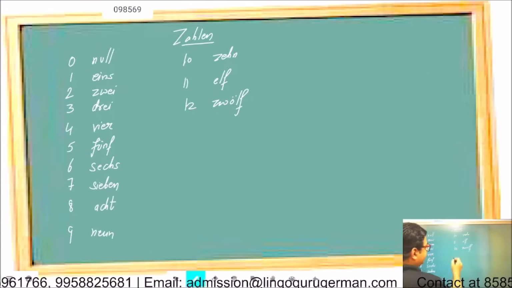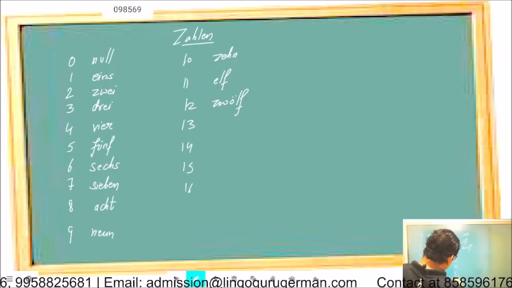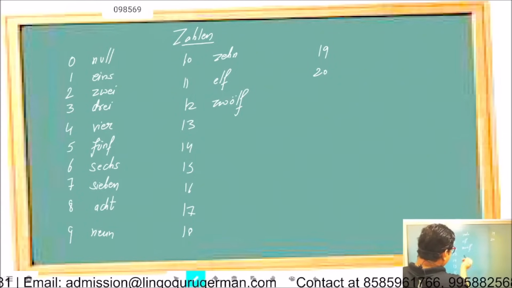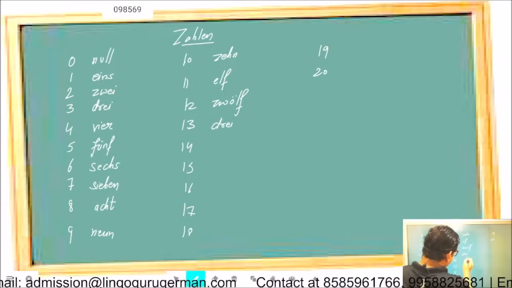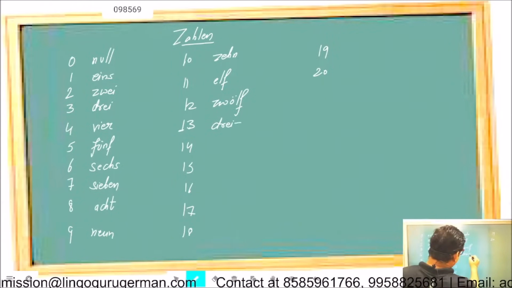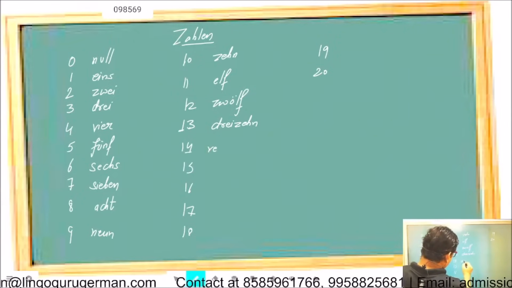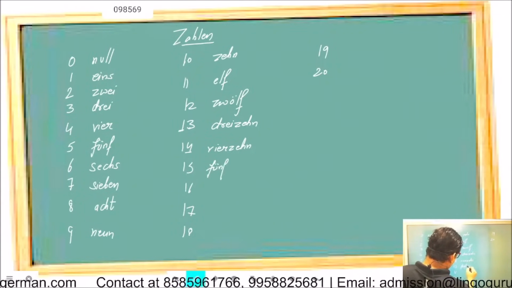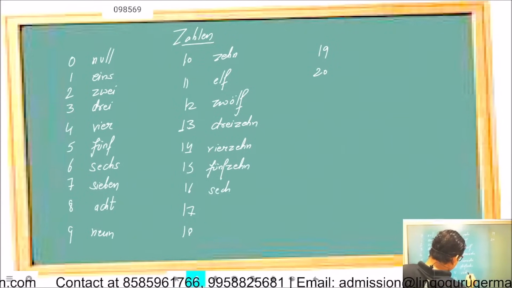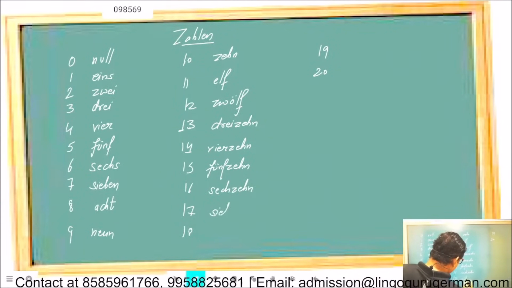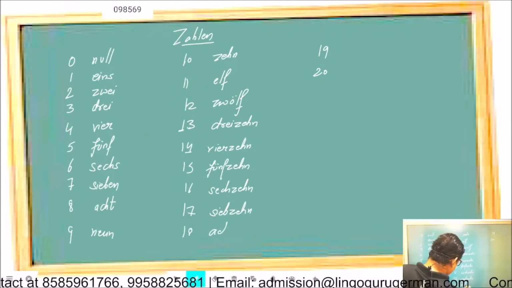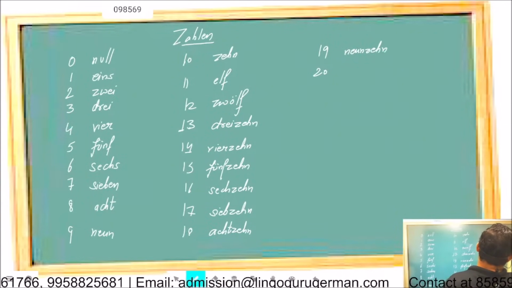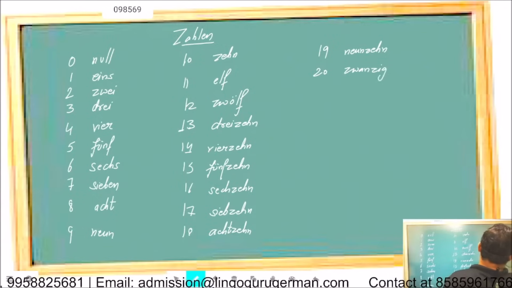Rest of the numbers is very easy. We just need to follow one rule, and that is, so in English we write 13, that means unit digit come first. My unit digit is drei. This is my 10th digit. What is 10? Zehn. Drei zehn. Vier zehn. Fünf zehn. Sechs zehn. Sieb zehn. Acht zehn. Neun zehn. Zwanzig.